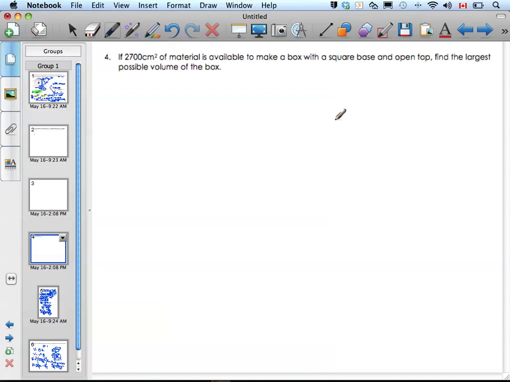Make a box with a square base. Here's my box, and my base is going to be down here. It's square, so I know it's going to be x by x. And my height. And I want the largest possible volume of my box.